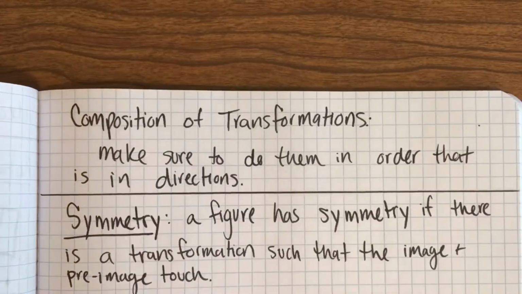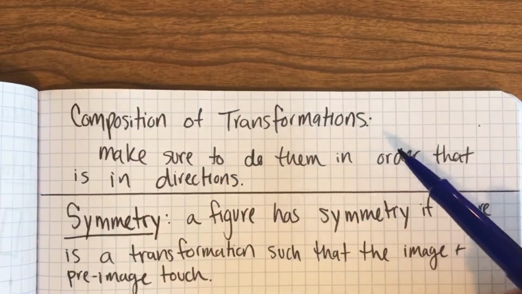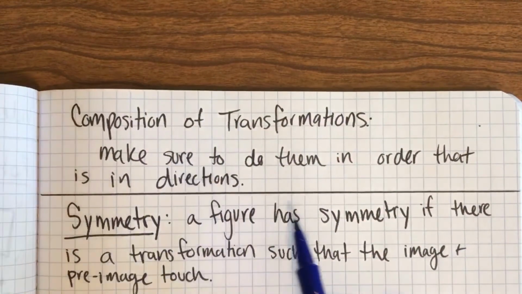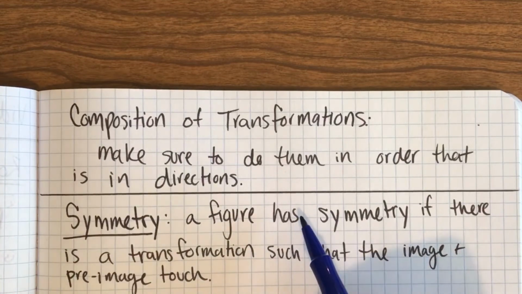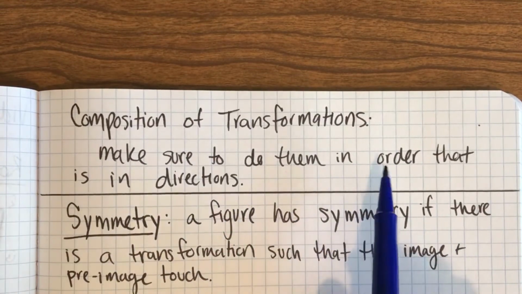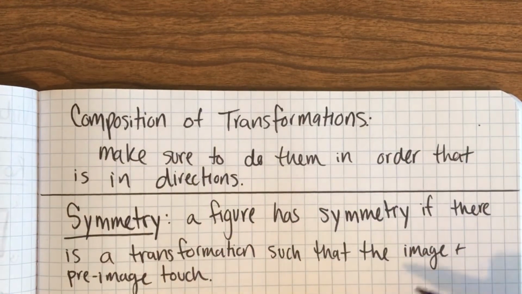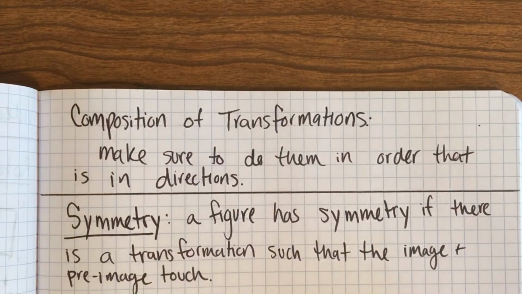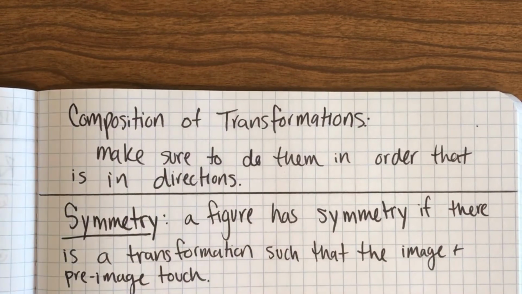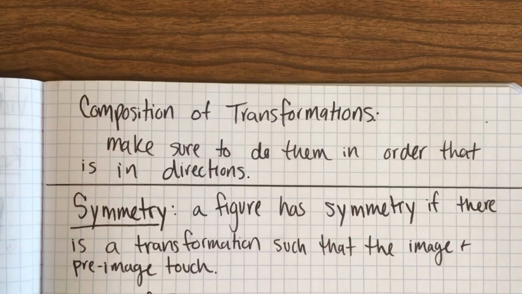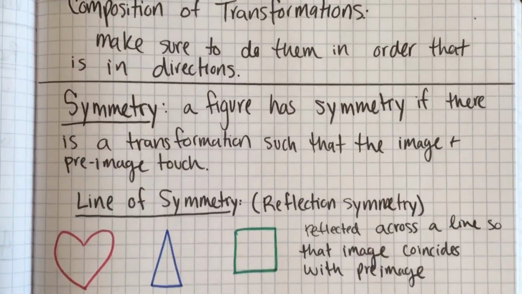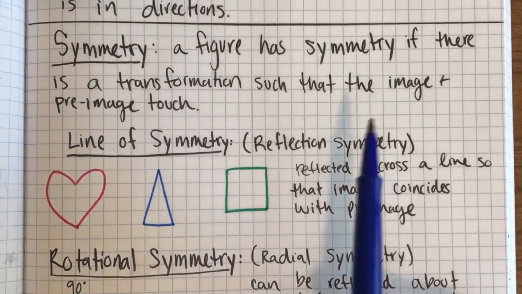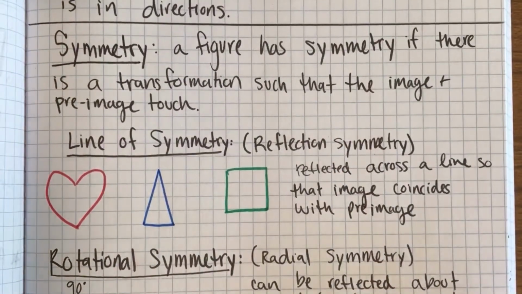Okay, very briefly I want to talk about composition of transformations. When you look at them, make sure that you do them in the order that is in the directions. So if it says rotate 90 degrees and then flip over the x-axis, make sure you do that in the correct order. We're not going to have any examples of those because it's just all of them added up together. But I want to talk about symmetry. A figure has symmetry if there's a transformation such that the image and pre-image coincide.